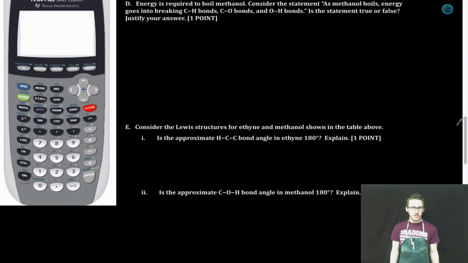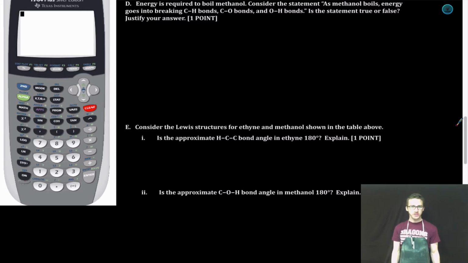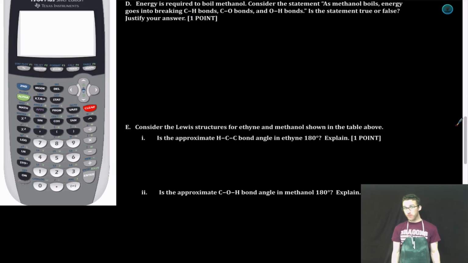Part D. Energy is required to boil methanol. Consider the statement, quote, as methanol boils, energy goes into breaking carbon-hydrogen bonds, carbon-oxygen bonds, and oxygen-hydrogen bonds, end quote. Is the statement true or false? Justify your answer. The statement is false.